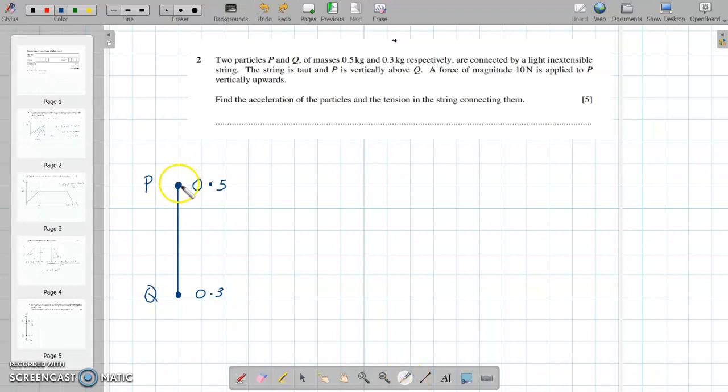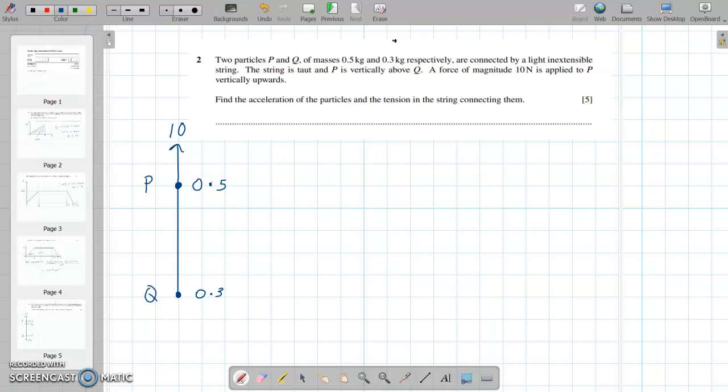Okay, two particles P and Q of masses 0.5 kilograms and 0.3 kilograms are connected by a light inextendable string, with the string taut and P vertically above Q. So there's my diagram. A force of magnitude 10 newtons is applied to P vertically upwards. So let's put that force in. Straight up, 10.